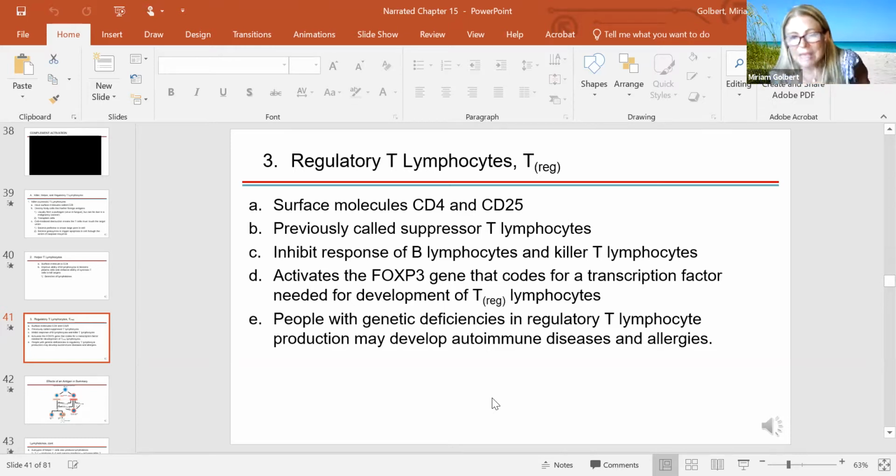So that's why they think that some people that have genetic problems in the regulatory T lymphocytes may be the ones that are suffering from autoimmune disorders, or that they're more prone to having allergies, because the immune system doesn't stop responding, right?